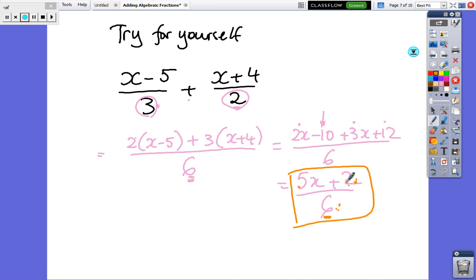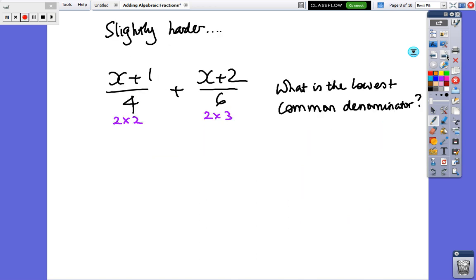Copy that down. Oh no, that was one you did yourself, so copy down if you weren't sure, and come to the next slide. Okay, so slightly harder. Instead of having 2s and 3s, I've got 4s and 6s. So the question somehow you have to answer is, what's the lowest common denominator?